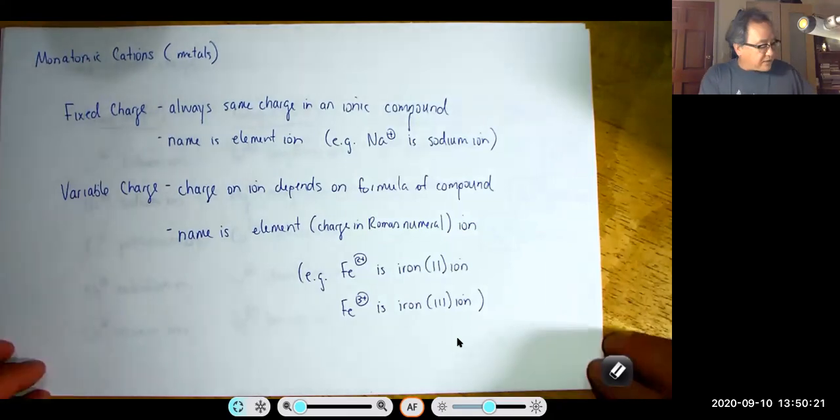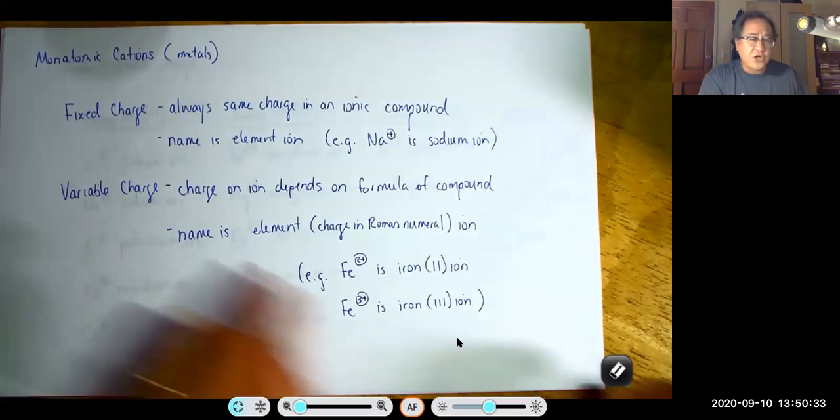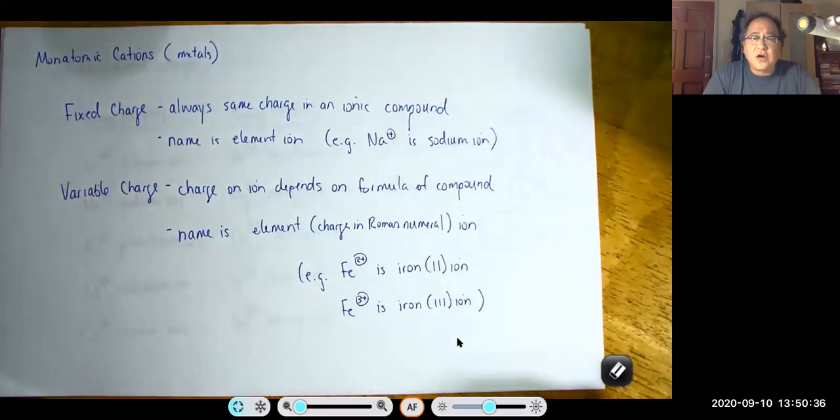Now let's look at monatomic cations. These are going to be metal ions. Now this comes after the anions because it's a little more complex. We have 2 types of monatomic cations, those that are fixed charge and those that are variable charge. Fixed charge means it doesn't matter what compound it's in, it's always going to be the same charge. Variable charge means that the charge on the ion depends on the compound.